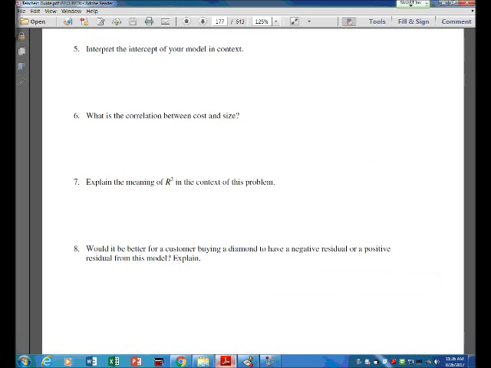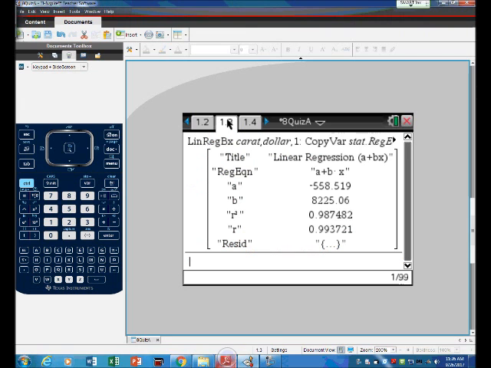All right, explain the meaning of R squared. Now, I know R squared is one of those that takes some time for students to understand. So I'm going to try again with this context or this problem. So R squared here, and I always use it as a percentage, is 98.7%. So 98.7% of the change in the price of a diamond can be explained by the change in the size of the diamond, or the carat value.